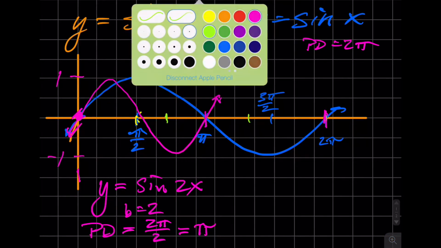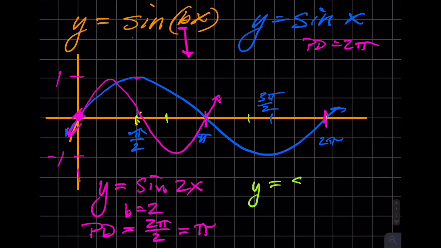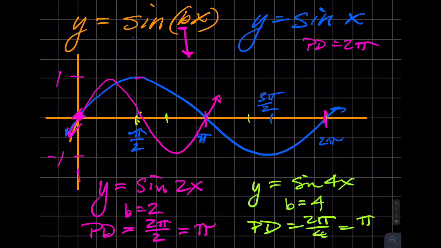Let's change colors. Take a look at y equals sine 4x. To calculate the period, we're going to have to pull the b value out. In this case, it's 4. And so the period is equal to 2 pi divided by 4, which is pi over 2. That means it's going to take a distance of pi over 2 for the function to repeat. So it ends up looking like this. And notice how it is 1/4 the length of the original blue parent function's period.